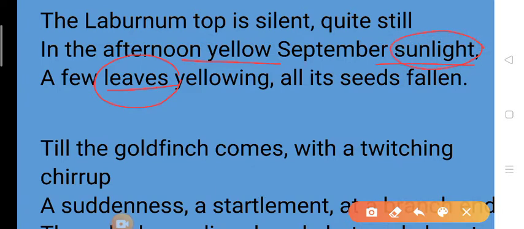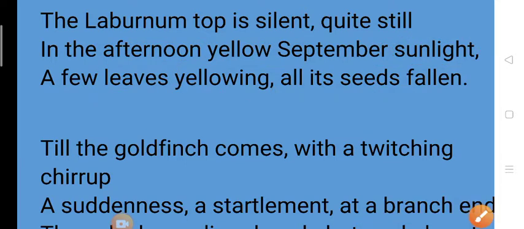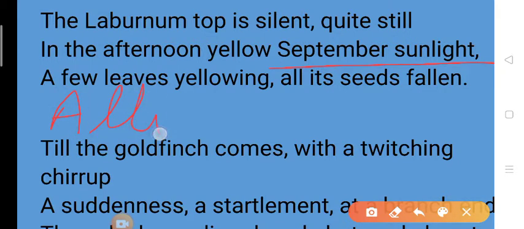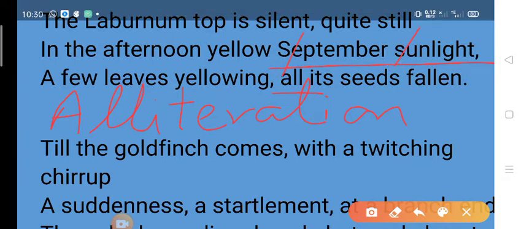September sunlight. The poet has used a poetic device, alliteration. What is alliteration? Repetition of a consonant sound at the beginning of two or more consecutive words. September and sunlight, repetition of S sound in both the words, in the consecutive words.